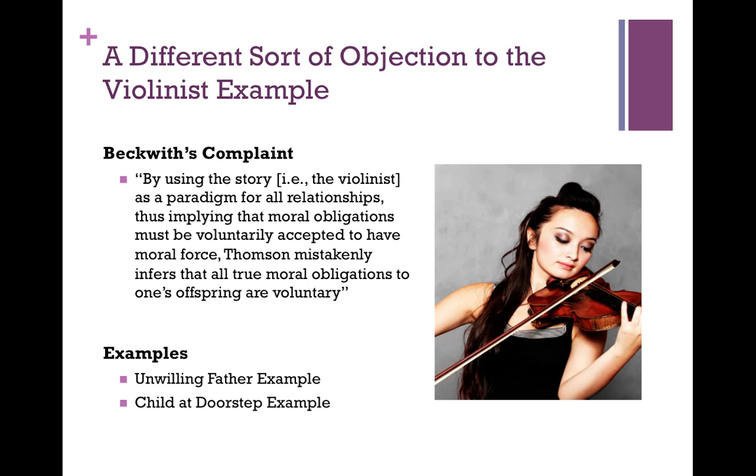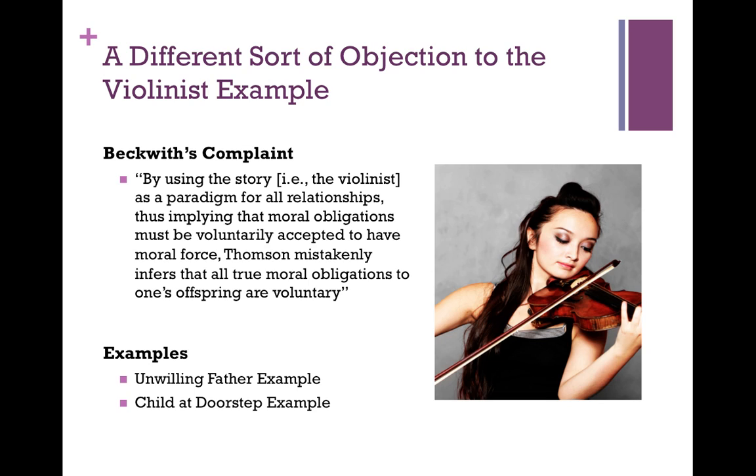And so what Beckwith is complaining about here, and this is a different sort of complaint, is that by relying on Thomson's violinist example, basically what she's implying is that a parent only has obligations to their children if they voluntarily accept them. But he says, look, we have all kinds of moral obligations that we don't voluntarily accept. Especially a parent has all kinds of moral obligations to their children that they don't voluntarily accept. So he uses a couple of examples to illustrate this.